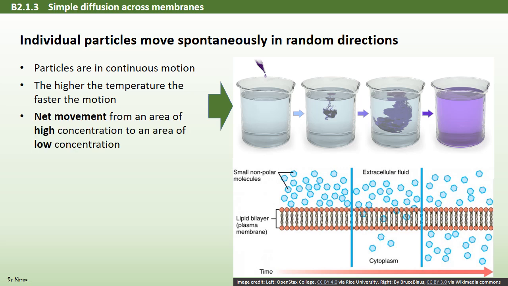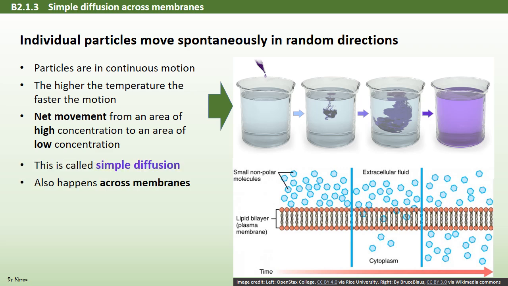There is a net movement from an area of high concentration to an area of low concentration. You can see this in the beaker because the dye molecules in the droplet will start to spread from the droplet where the concentration is high to the other parts of the beaker where the concentration is low. This is called simple diffusion, and it also happens across membranes.